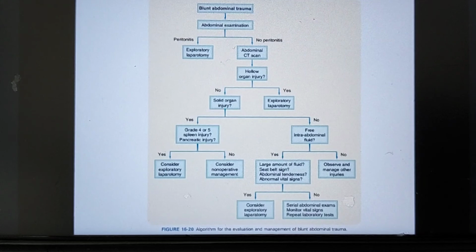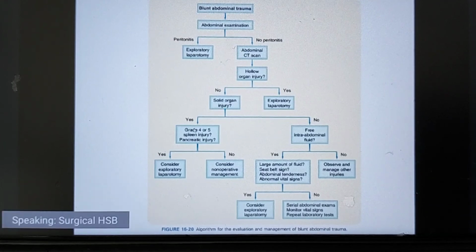If there is a hollow organ injury, we will send the patient for exploratory laparotomy. If not, we will observe the patient. If there is a solid organ injury, for example splenic injury grade 4 and grade 5 and pancreatic injury, we will consider exploratory laparotomy also. If not, we will consider non-operative management.